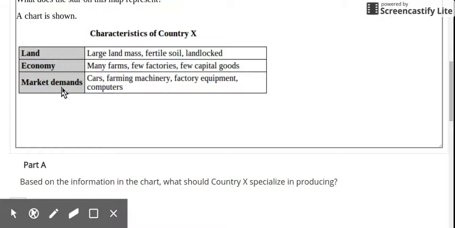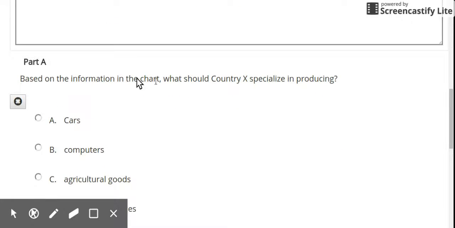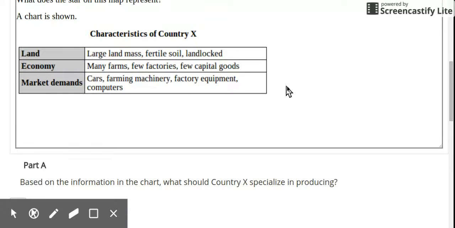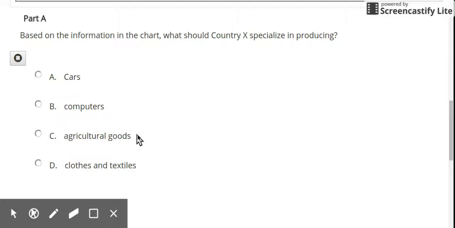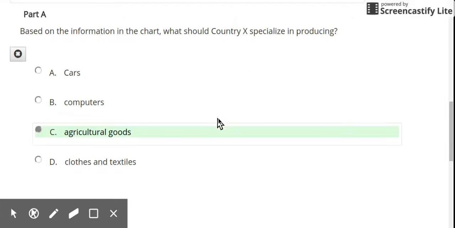Market demands means what kinds of things are they hoping to make? Or, I'm sorry, what do they need? What are their demands? So here it says, what should they specialize in producing? Well, they have a lot of farms. They don't really have factories, really. They have good soil. So if we look over this, cars, computers, agricultural goods, clothes and textiles, agricultural goods is the one that makes the most sense.